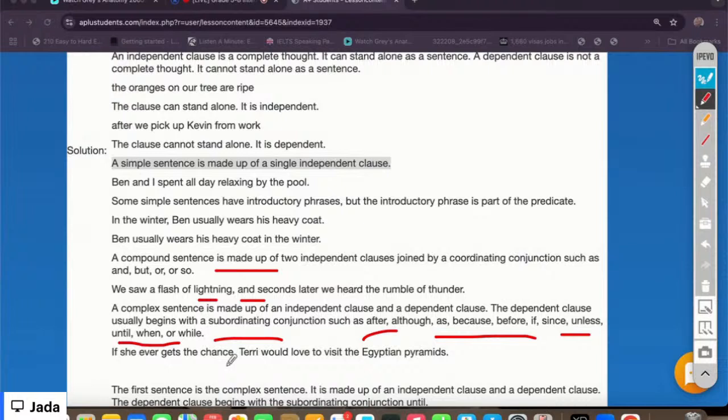Okay. So, for example, we have: if she ever gets the chance. Now, if is a subordinating conjunction, and this part is the dependent clause. So: if she ever gets the chance, Terry would love to visit the Egyptian pyramids. So, that's everything about the simple sentence, the compound, and the complex.